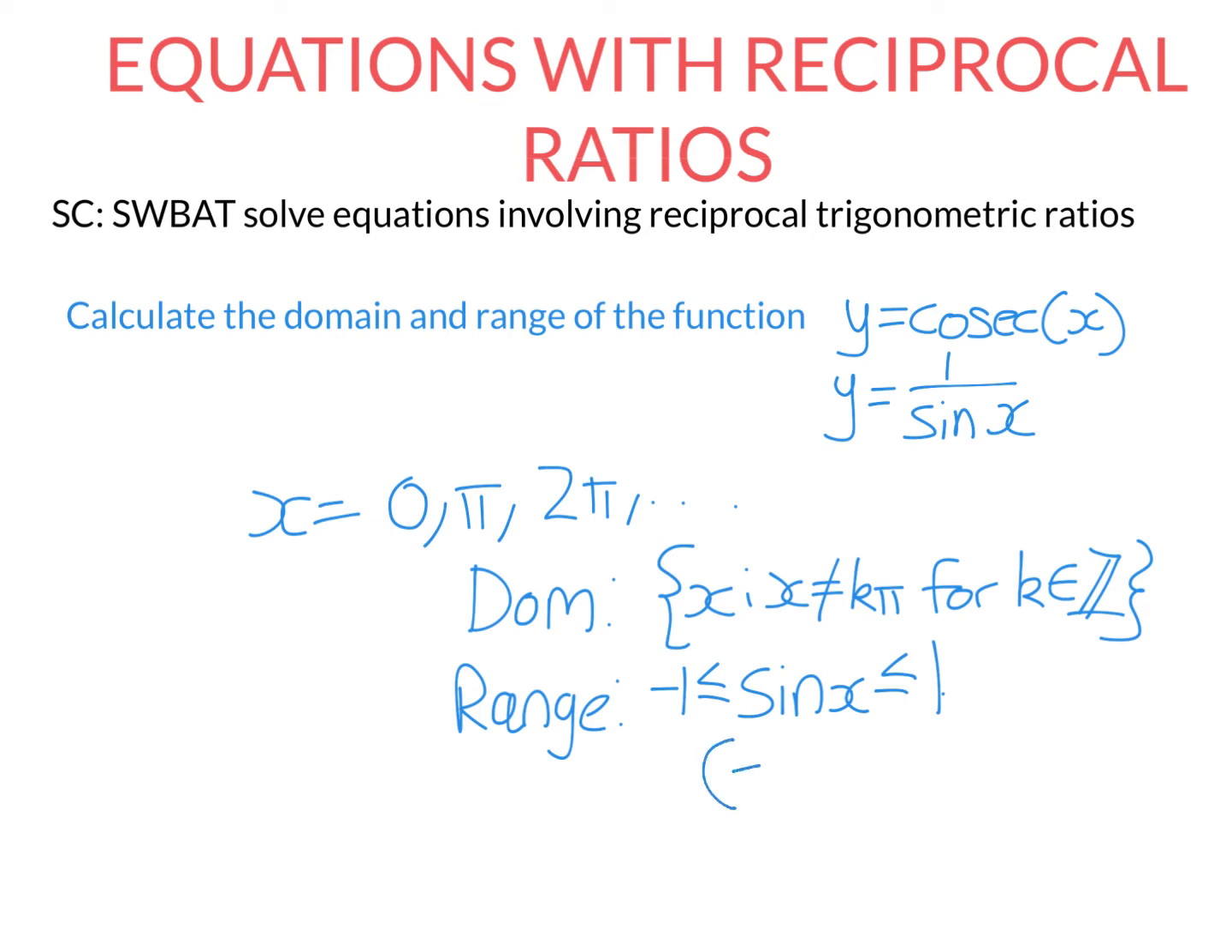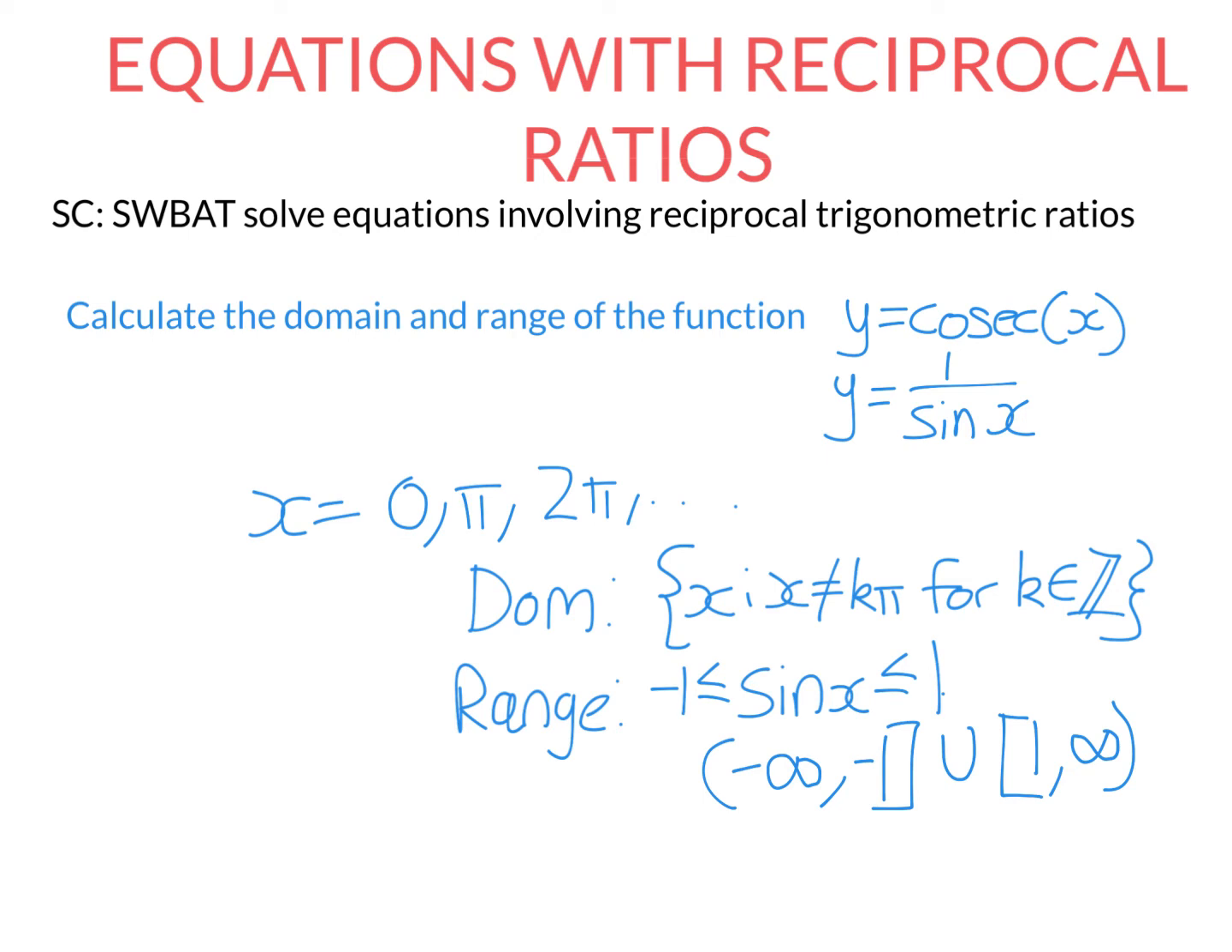So y can take any negative value up to and including -1, but it can't be between -1 and 1. It can also take any value more than or equal to 1. It can't be between -1 and 1, and that's because sine of x here only lives between -1 and 1. When you divide 1 by a fraction or decimal, not a whole number, then you get a number more than 1.